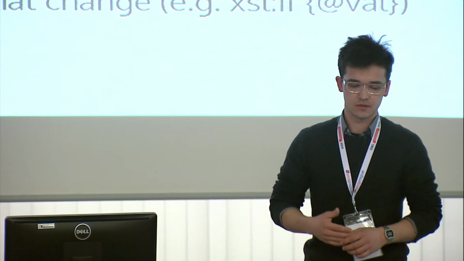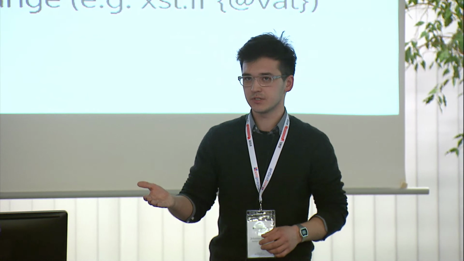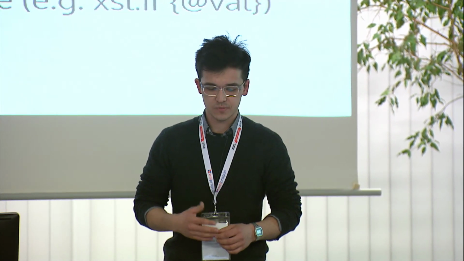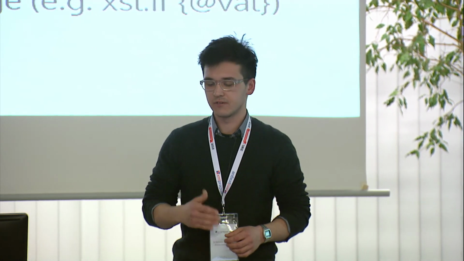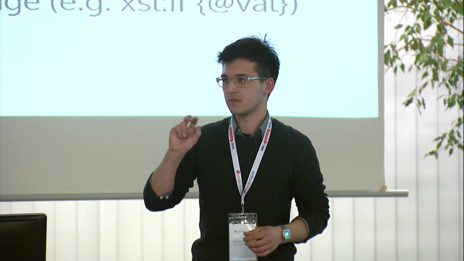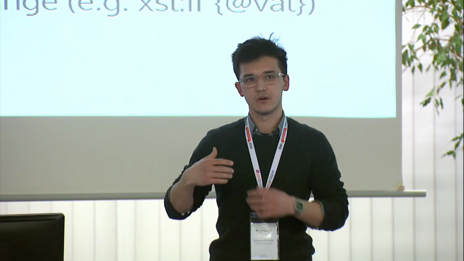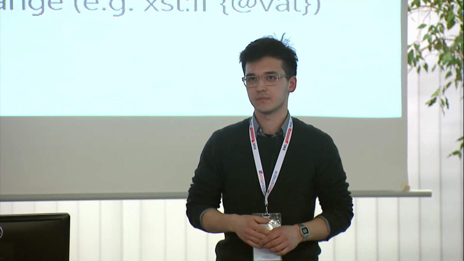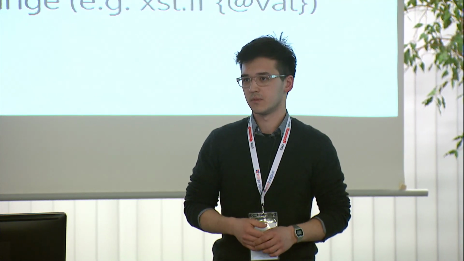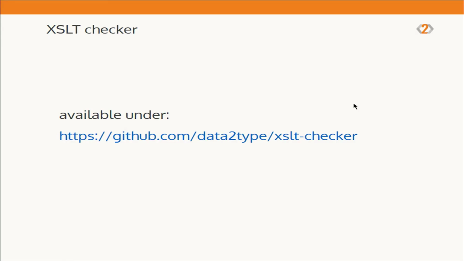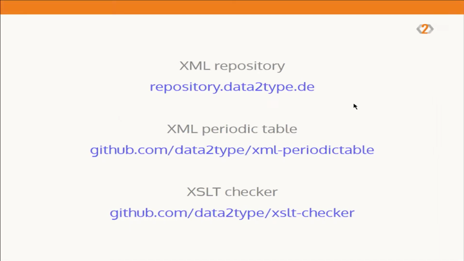So you might find out that schemas have changed, and dependencies changed, or you have specific values, an if test that only applied to a specific attribute, and this changed during the time, and now you can revisit it and see how to improve the XSLT style sheet. It's available for free on GitHub, data to type, XSLT checker. And yes, that was it.